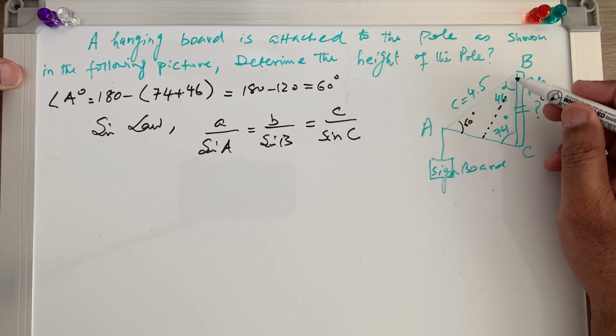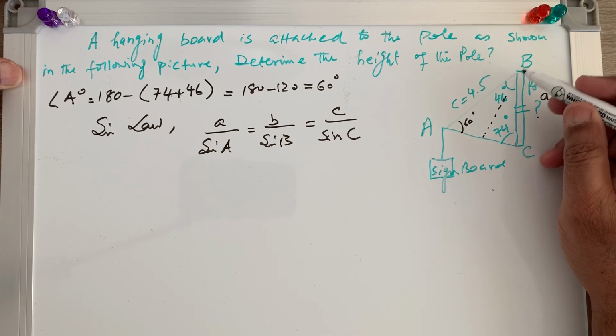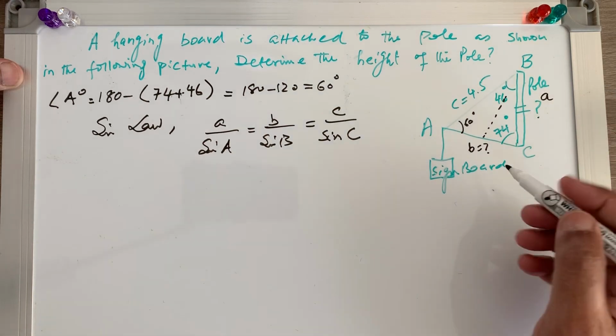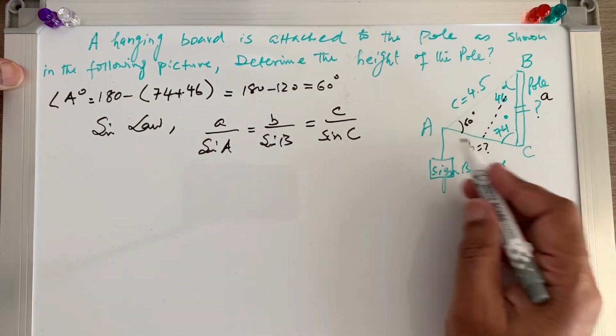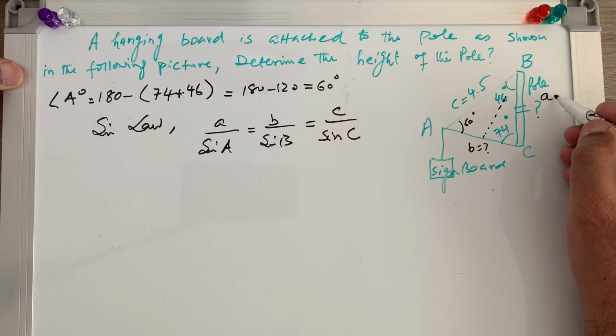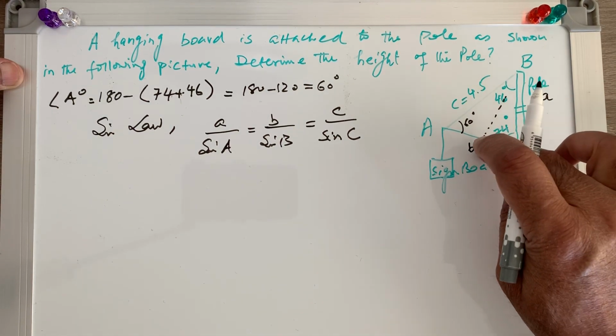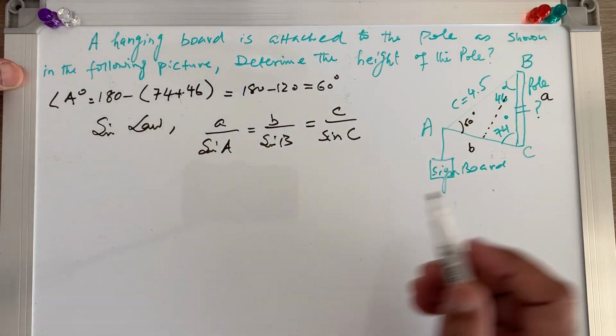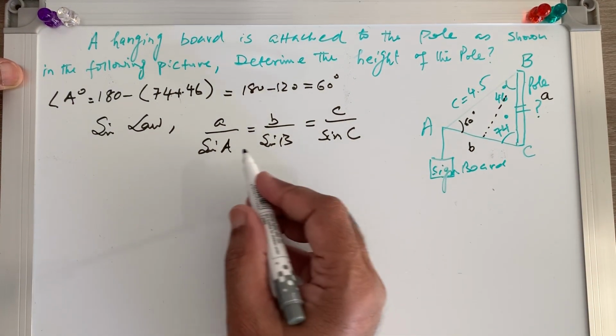So this angle is capital B, so this side will be small b. We are not required to find B, but we are only required to find a, because the question says to find the pole height. But we can find all of the missing three things, right? Because the triangle has three angles and three sides. So we can find all of the rest of the dimensions which are unknown. But here it is simple.